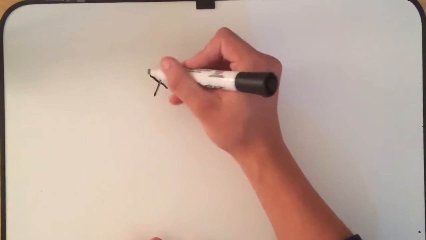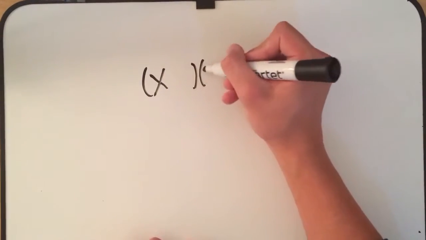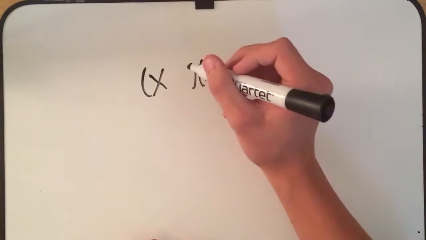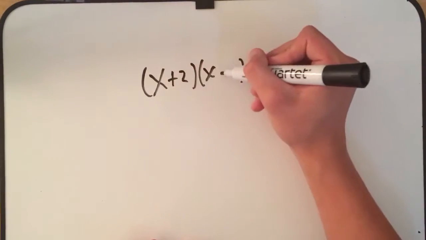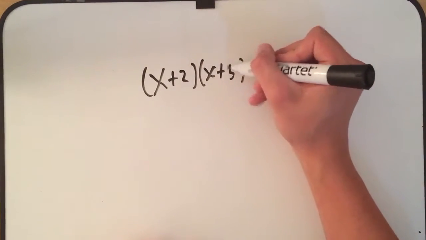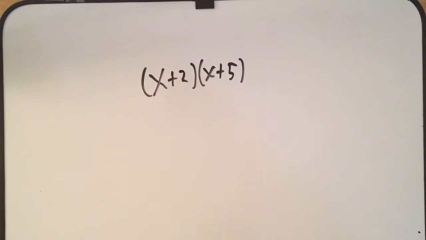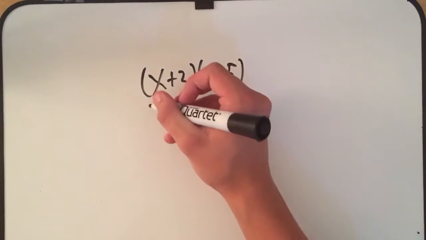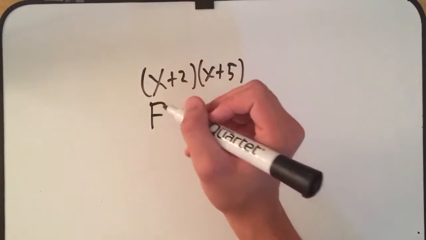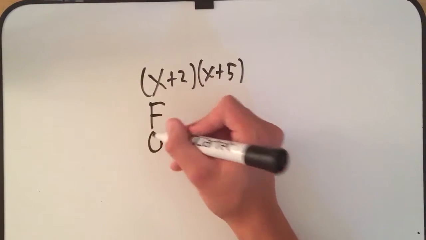But now we're going to have a little bit more of a harder problem. So we're going to have something like this. So normally you'd think, well, what do I do? And that's a good question. You can do actually a few different things. So we're going to start off with what some people know as the FOIL.